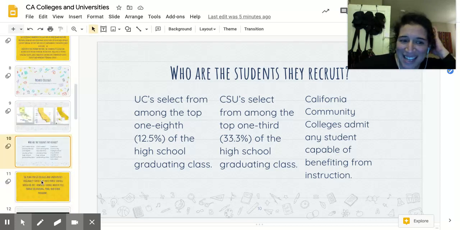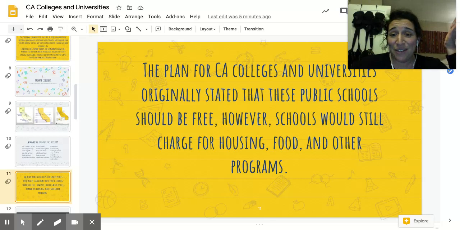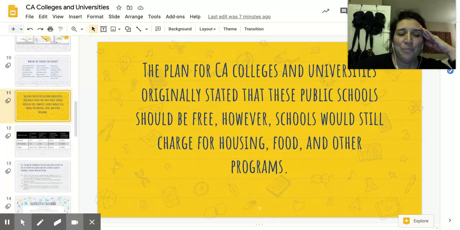The plan for California colleges and universities originally stated that these public schools should be free. However, schools would still charge for housing, food, and other programs. So back in 1960, they were like, all of these schools are going to be free. Isn't that amazing? In fact, at this point, they're probably the cheapest option in California to go to a public school versus a private school.